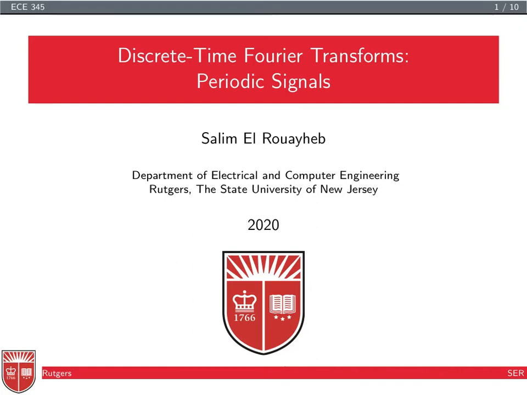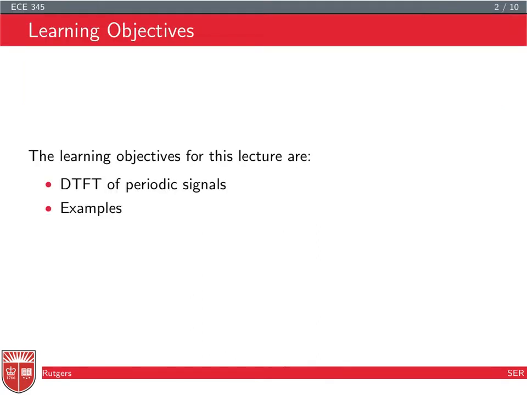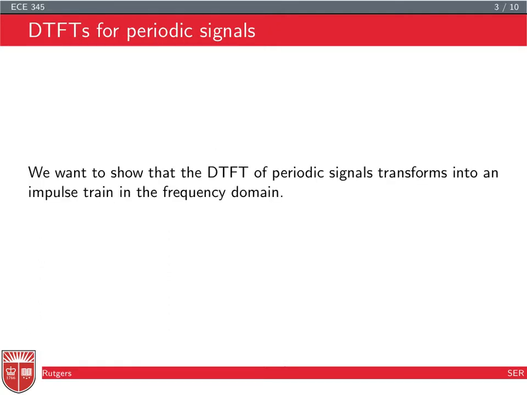In today's lecture, I want to talk about the DTFT of periodic signals. The learning objective of this lecture is to describe and characterize the DTFT of periodic signals and to do a couple of examples. The main takeaway message of today's lecture is that the DTFT of periodic signals can be defined, and it looks like an impulse train in the frequency domain.